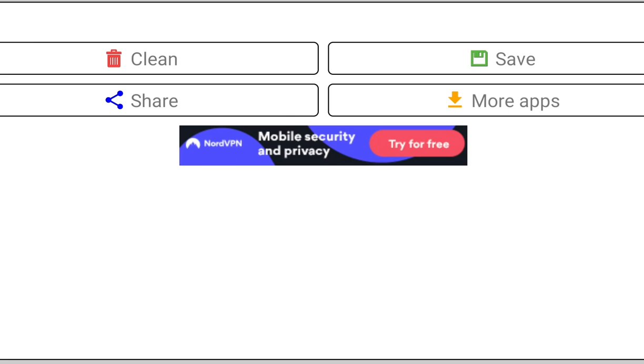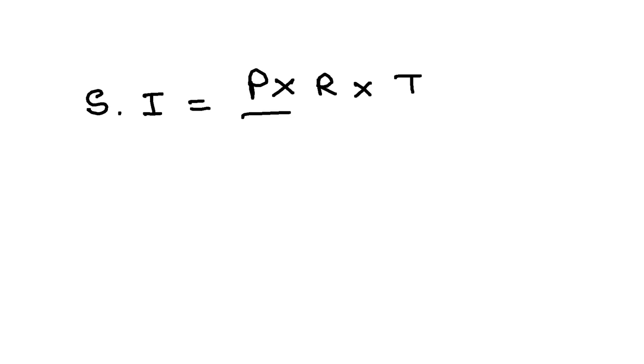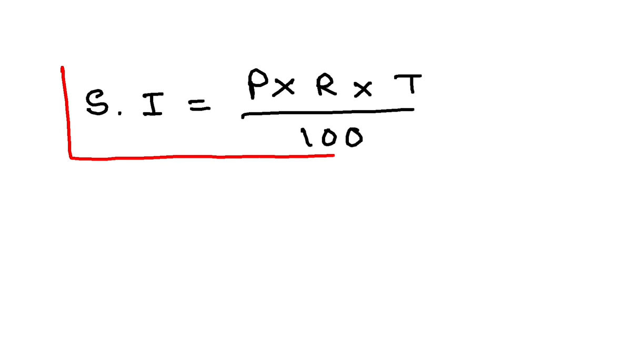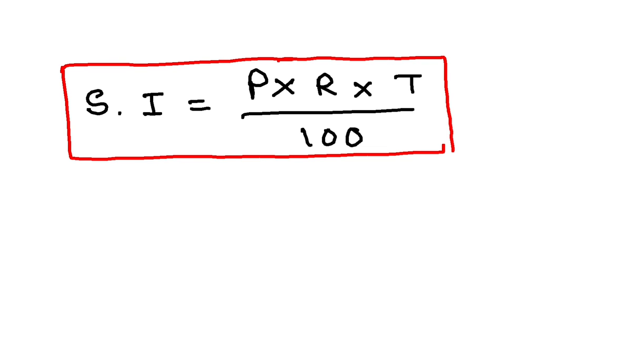Alright, now how to calculate the simple interest? There is a formula. The simple interest formula is principal into rate of interest into time by 100. PRT by 100. This is how you can remember it. SI, simple interest, is always PRT by 100. So we have discussed simple interest in detail. In the next video, we shall be discussing compound interest.